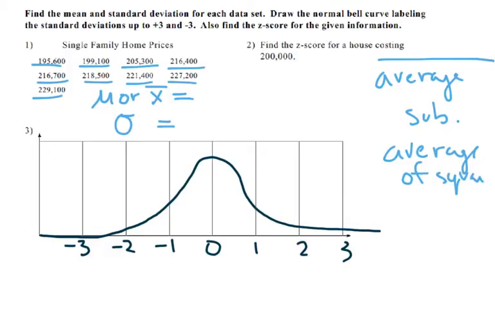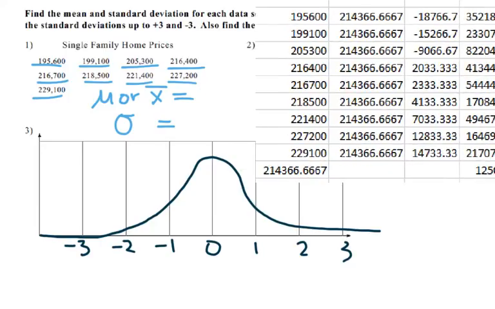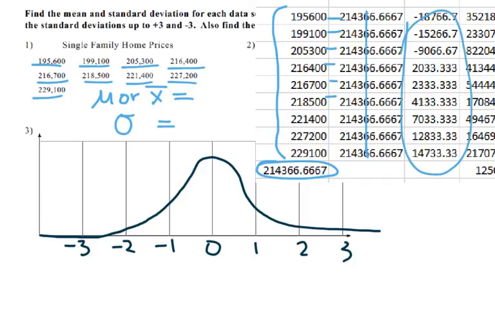Of the squared numbers, then you take the square root of that, and that is your standard deviation. Okay, just to take you through the process, here were all my numbers. I took their average and got this. Then I subtracted the average from each number, and that gave me this set of numbers.